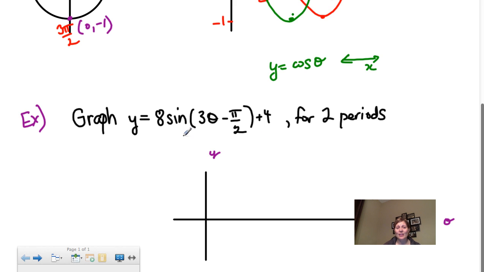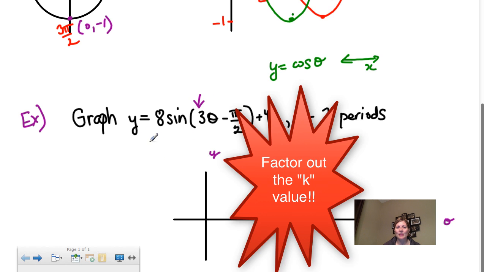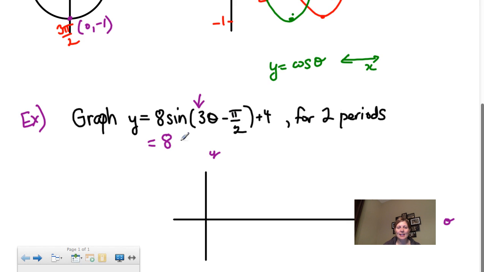Our very first step, though, is we need to factor out this k value in front to get the actual phase shift that's going to happen. So the 8 stays the same, the sine stays the same. We factor the 3 out, and we're left with theta minus, and we're taking pi on 2 and dividing it by 3. And pi on 2 divided by 3 is the same as pi on 2 times a third. So it turns out to be pi on 6 plus 4.